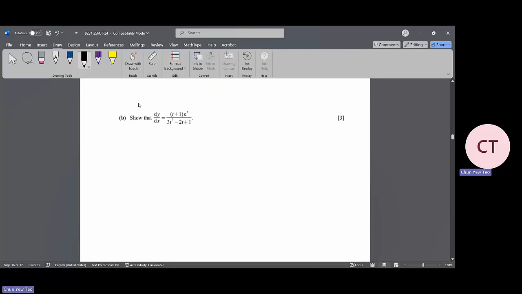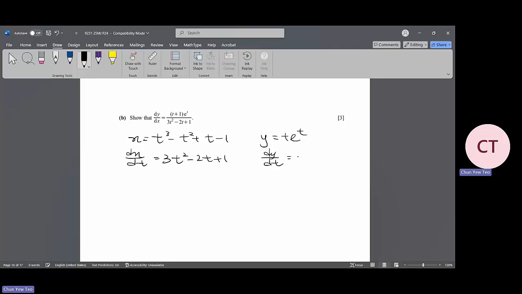Then B, we want to find dy/dx. So your x is t cubed minus t squared plus t minus 1. Your y is equal to t e to the power t. So your dx/dt is 3t squared minus 2t plus 1. Your dy/dt is keep the left, differentiate the right, plus keep the right, differentiate the left. So your dy/dx is equal to dy/dt divided by dx/dt.